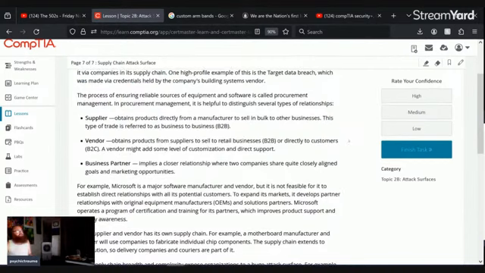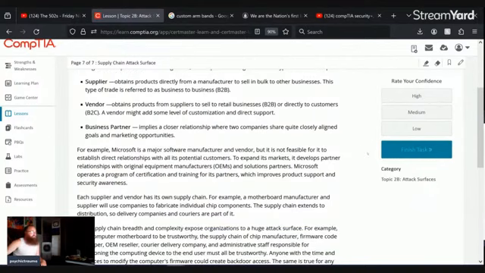Business partner implies a closer relationship where two companies share quite closely aligned goals and marketing opportunities. For example, Microsoft is a major software manufacturer and vendor, but it is not feasible for it to establish direct relationships with all its potential customers. To expand its markets, it developed partner relationships with original equipment manufacturers, OEMs, and solutions partners. Microsoft operates a program of certification and training for its partners, which improves product support and security awareness.